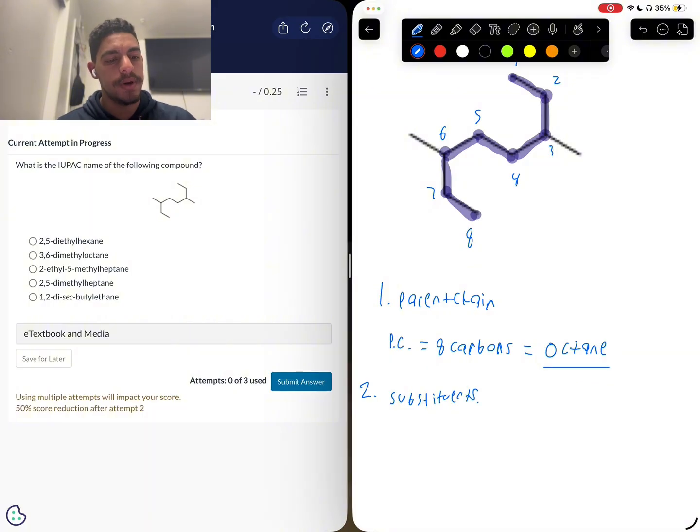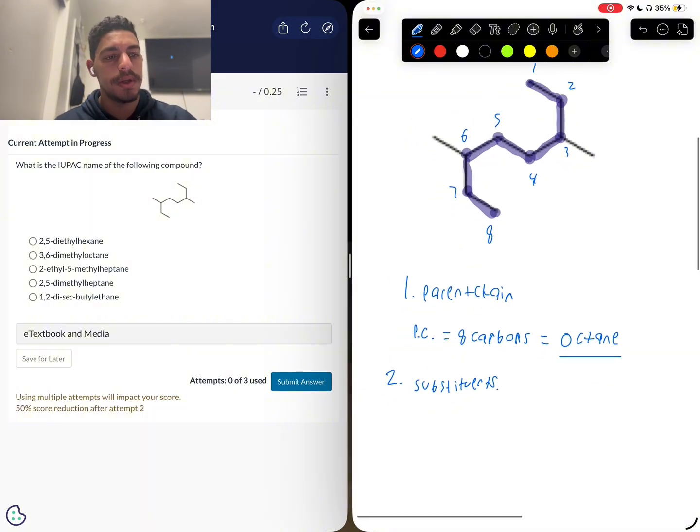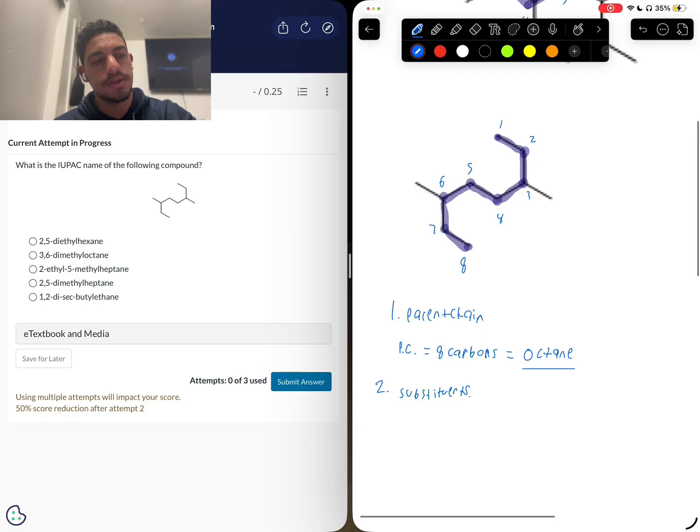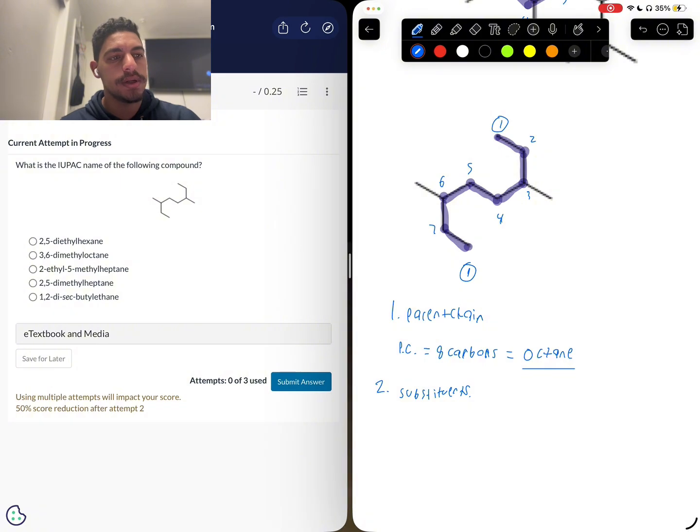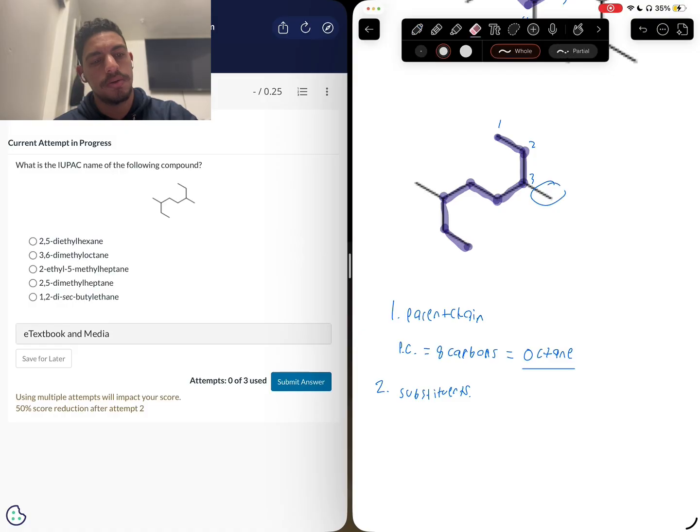Okay, now that we have the parent chain, let's go to substituents. So we can either start this as 1 or we can start this as 1, right? So which one is it? We need to figure out what's closer to the first substituent, right? So let me remove all these numbers and we'll take a look at it, okay? Remember, this is the parent chain. So if I go this way, 1, 2, 3, I get my first substituent, right? 1, 2, 3, I get my first substituent.